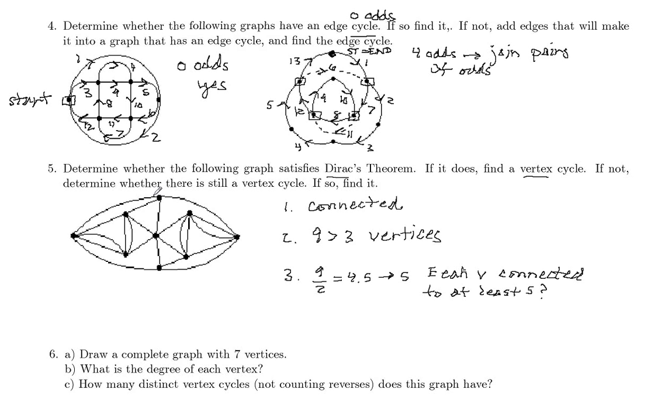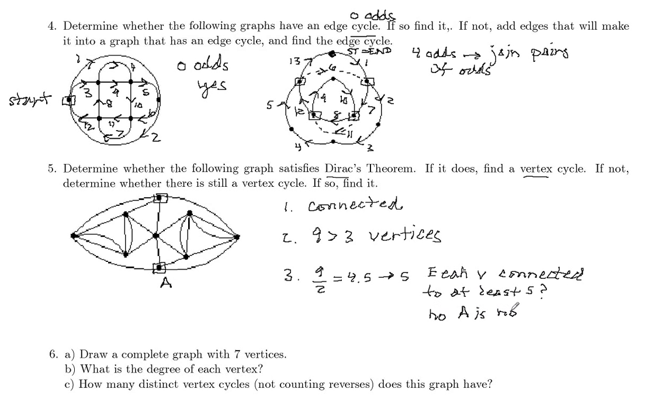So either this vertex here or this vertex here, and you could name the vertex there. You could call this vertex down here, you could say, just call that vertex A. And so is each vertex connected to at least 5? No. A is not.